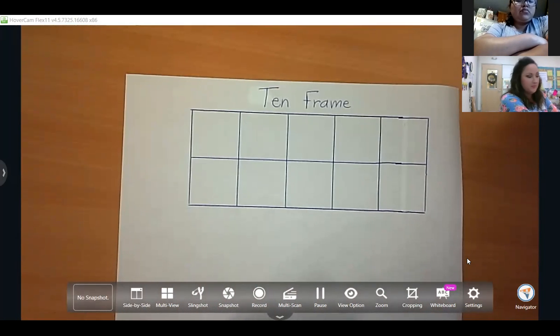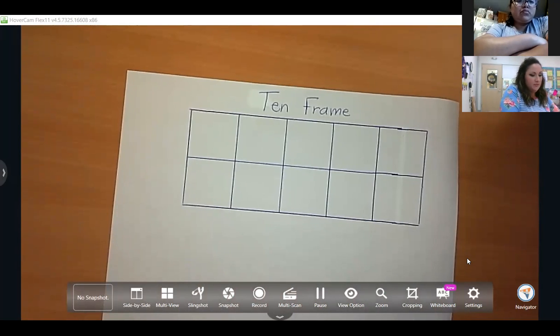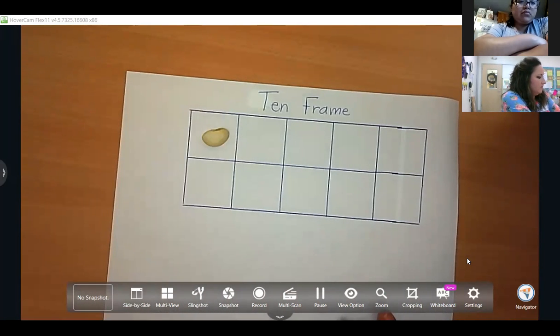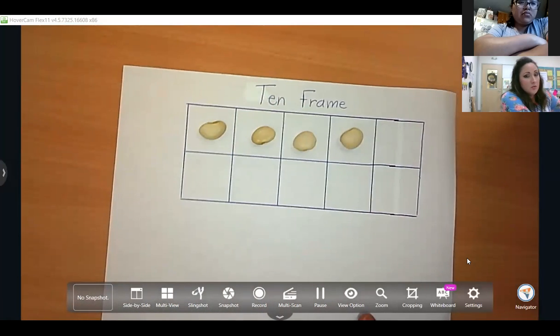In kindergarten, children will learn that the 10 frame is 2 frames of 5. I'm going to change my counter because at home you might not always have the red and yellow counters. So I'm going to use some dry beans.